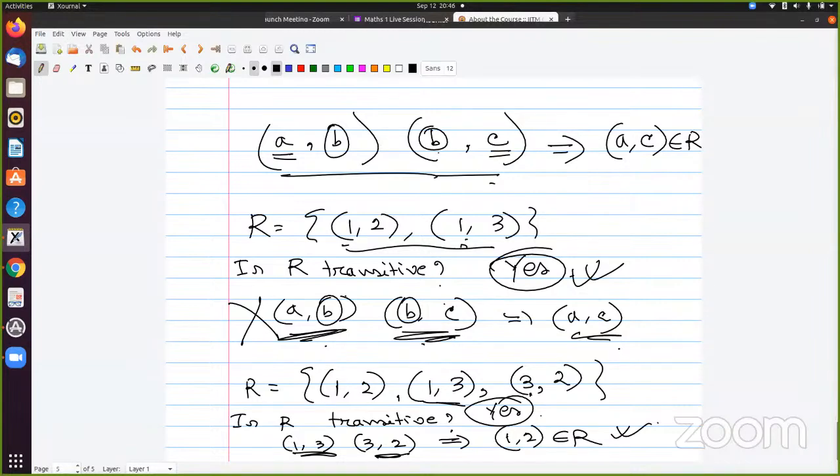Is a null set transitive? A null set is everything, I mean, only it is not reflexive. If only one pair is there, can we call it transitive? If only one pair is there.